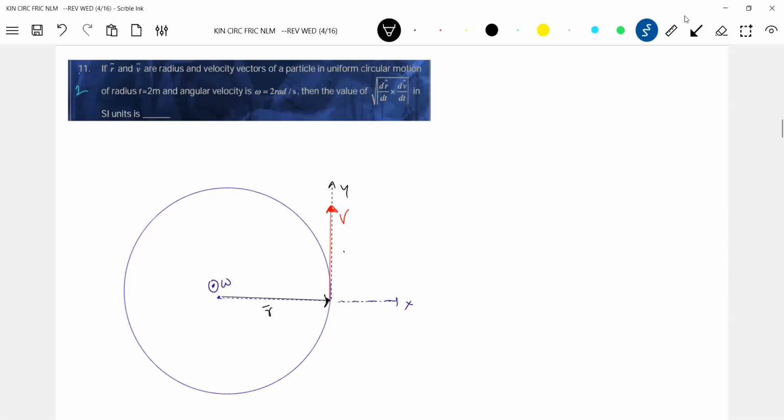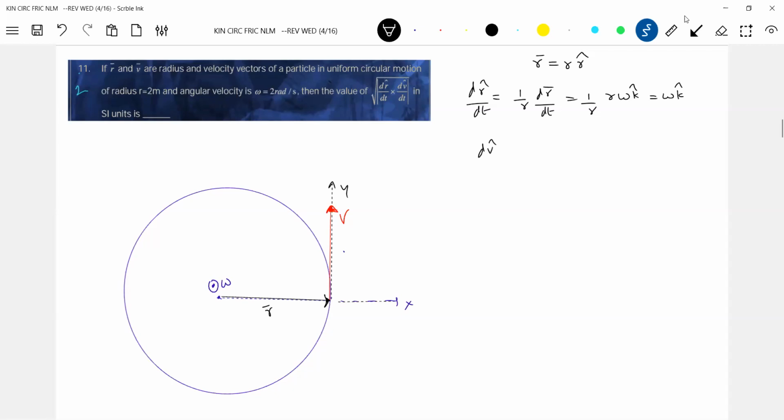Okay, now I'll bring that one. So there is a dr cap by dt. What will this quantity be? We know from mathematics r bar equals r into r cap. So this r cap, I can write as 1 by r dr bar by dt. What is dr bar by dt? It should be equal to r omega k cap. So r gets cancelled, and we'll get omega k cap here.